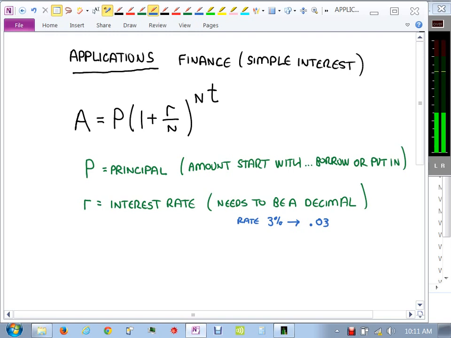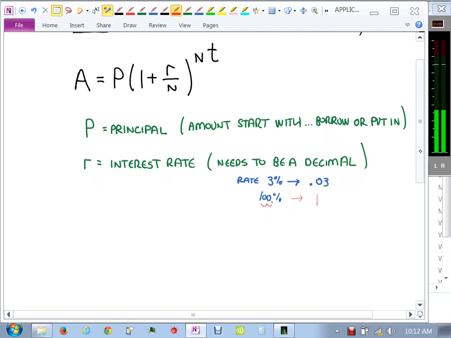So what would 100% be? I take the decimal point, which is right after the 100, I move it 2 places to the left. So it would be a 1. 100% is 1. Okay? Don't forget that. That's what R is in the formula.